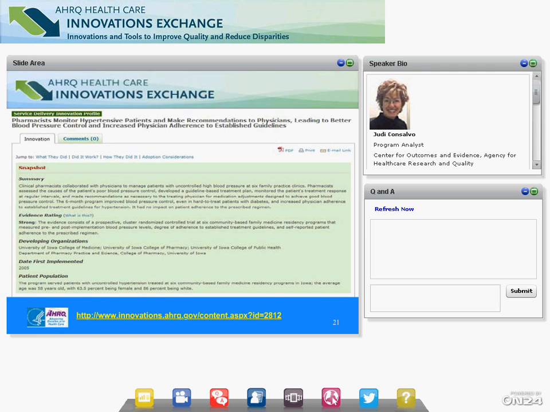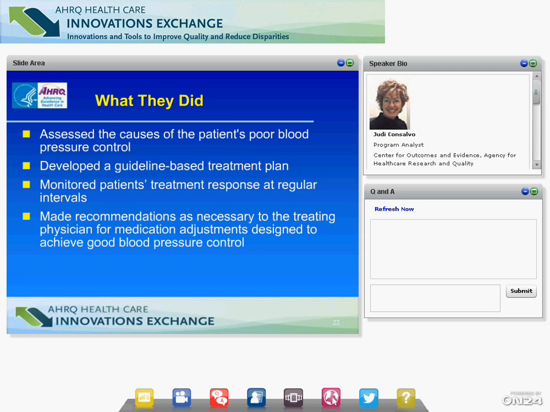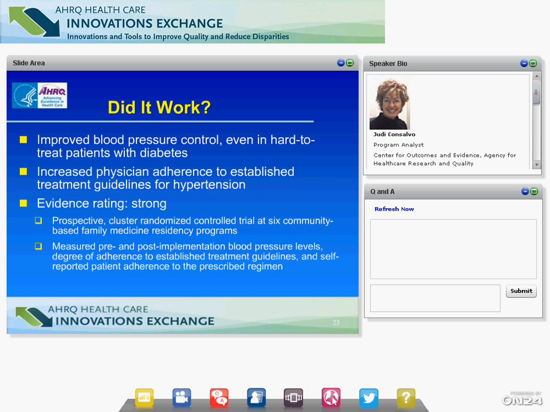They assessed causes of poor blood pressure control, created a guideline-based treatment plan, monitored treatment response, and made recommendations for the treatment to physicians. Did it work? The next slide shows that it did improve blood pressure control even in hard-to-treat patients. It increased adherence. And the evidence rating on this is strong because it was a cluster randomized controlled trial at 6 community-based family medicine residency programs.